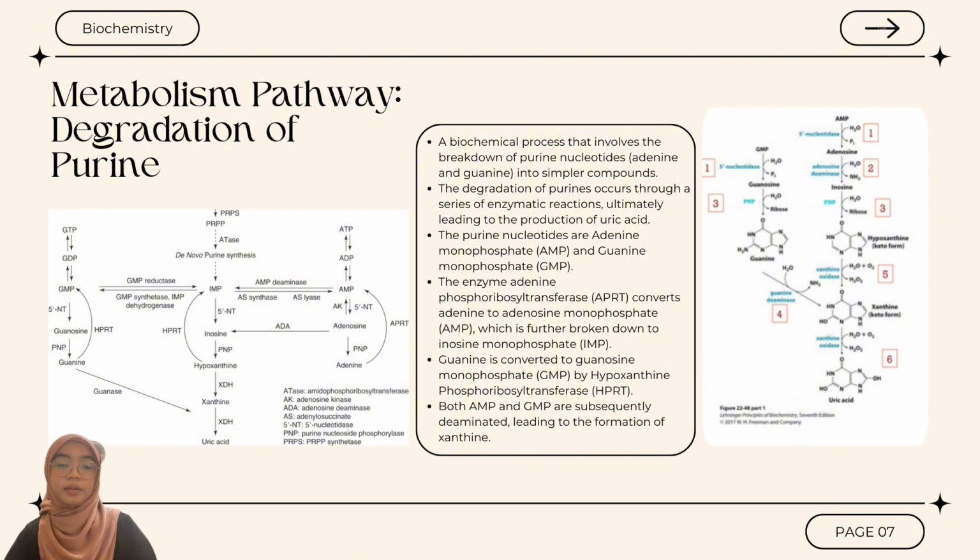The enzyme adenine phosphoribosyltransferase, APRT, converts adenine to adenosine monophosphate, AMP, which is further broken down into inosine monophosphate, IMP. Guanine is converted to guanosine monophosphate, GMP, by hypoxanthine phosphoribosyltransferase, HPRT. Both IMP and GMP are subsequently deaminated, leading to the formation of xanthine and lastly leading to the production of uric acid. For additional information, high production of uric acid might lead to gout.